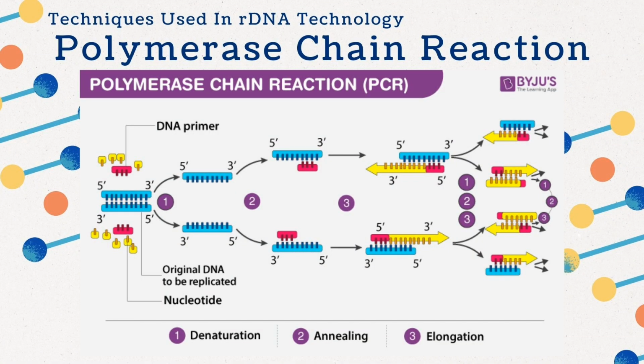This is an example of polymerase chain reaction. Number one stands for denaturation. Number two is annealing. Number three is elongation.